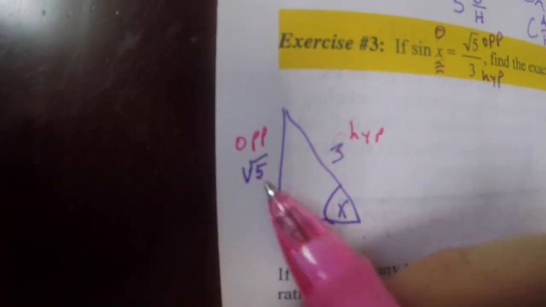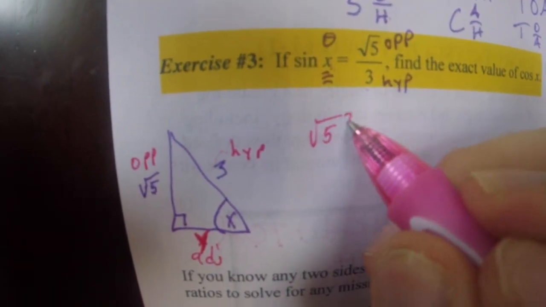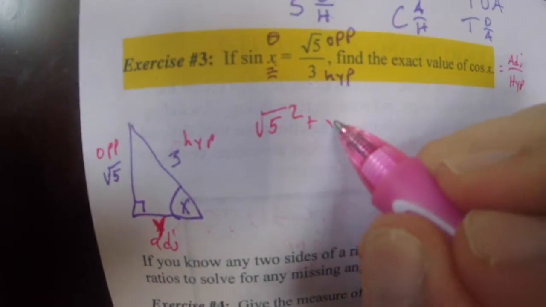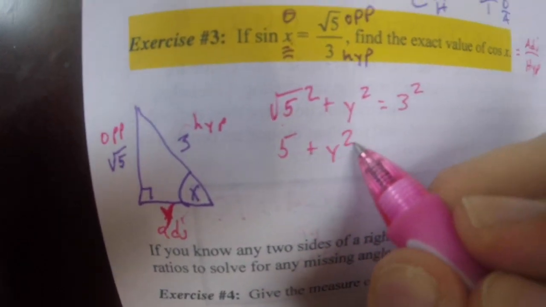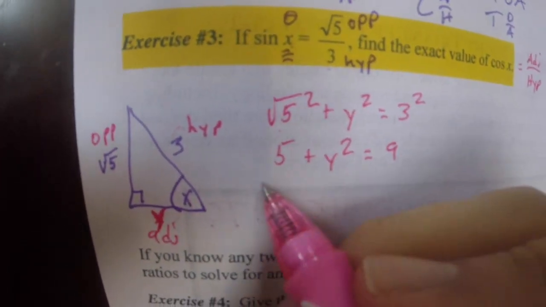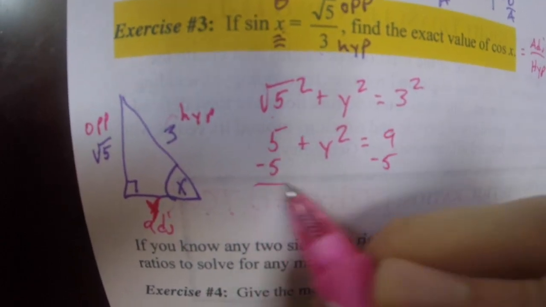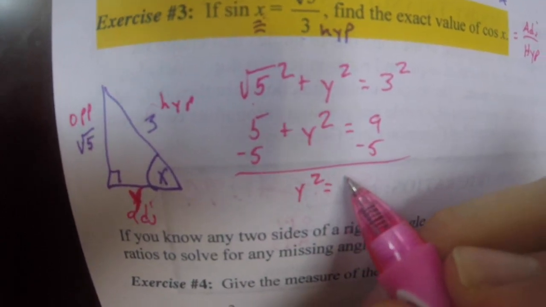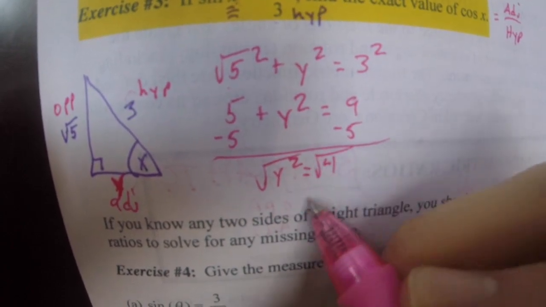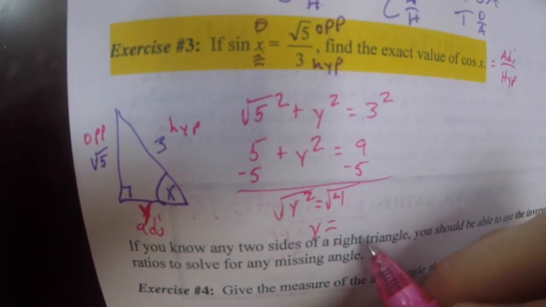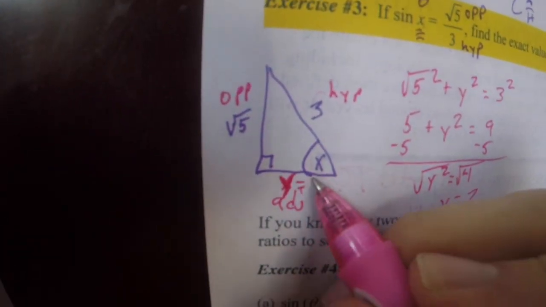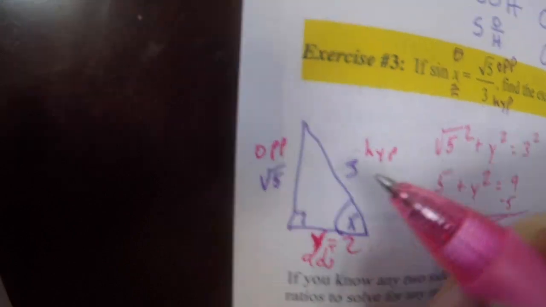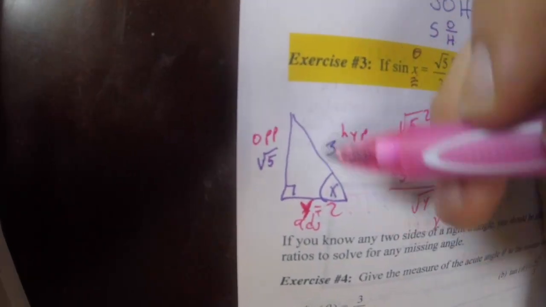So, radical 5 squared plus, we'll call that y squared, equals 3 squared. Radical 5 squared is 5. 3 squared is 9. Subtract 5 from both sides. I get y squared equals 4. And when I take the square root of both, I figure out that my adjacent y is 2 units long. So this side down here is 2 units long. This side is radical 5 units long. This side is 3 units long.